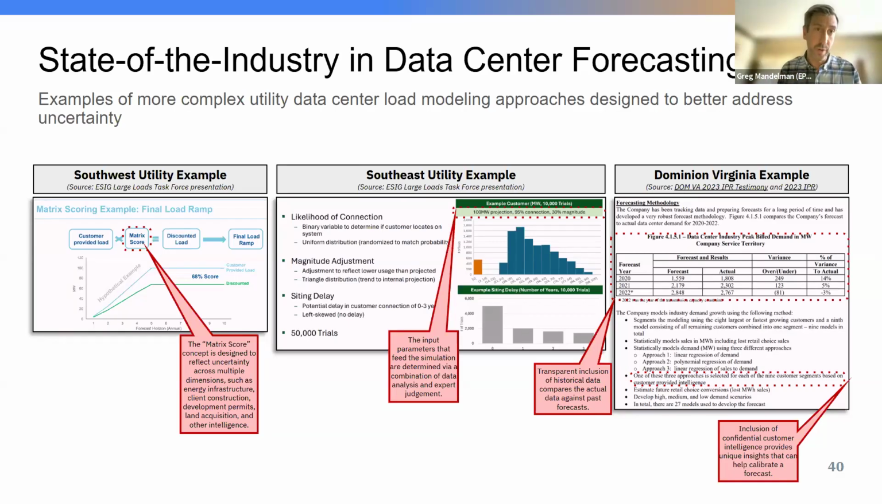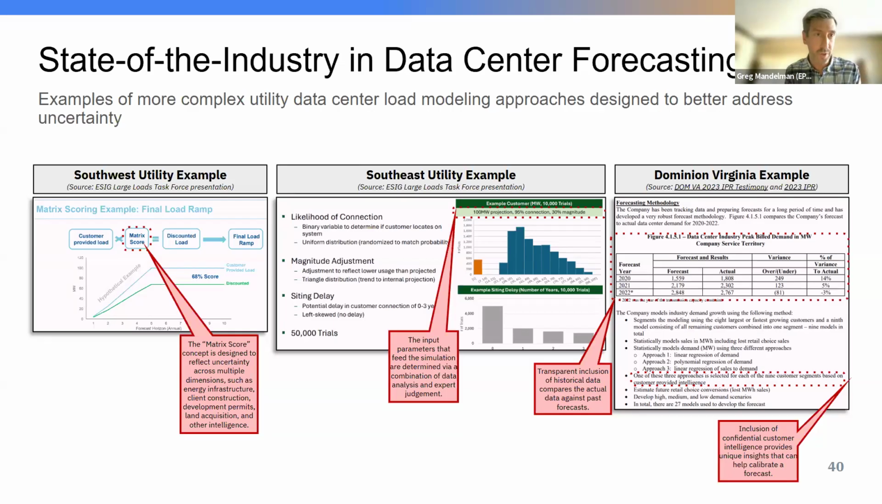Then you have what Dominion is doing, which, and again, I know there are some regulators here who have probably been involved in this, I would say is the most comprehensive approach. There are a couple of reasons why I think Dominion is able to take the approach they have. One is, as folks may know, Dominion's service territory, particularly Loudoun County, is the global hub of hyperscalers and advanced data centers in the AI space, so they have a lot of experience doing this. But what I like about what they've done is they show what their historic forecasts have been, they show what the actuals were, and they show the delta. They also use a combination of statistical modeling and, importantly, customer intelligence gathered through interviews and confidential information that informs their process.